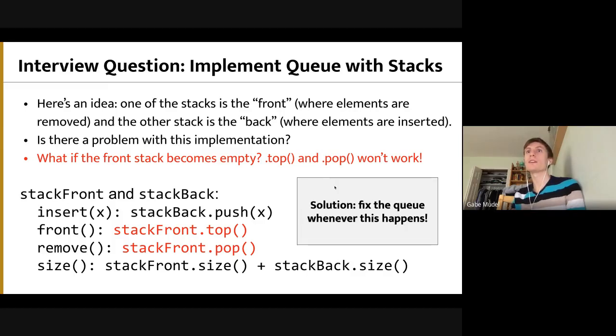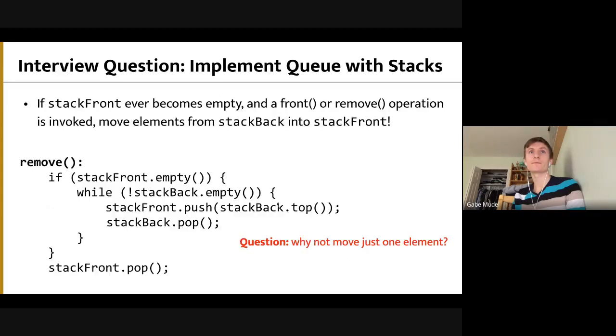So our solution is we have to fix the queue whenever this happens. Now, what does this mean exactly? This means that we're going to have to move stuff around between our stacks to make sure that there actually are elements to access in our stacks. So if stack front ever becomes empty and we're trying to access the front, then we need to move the elements from stack back into stack front. So here's how we would implement remove.